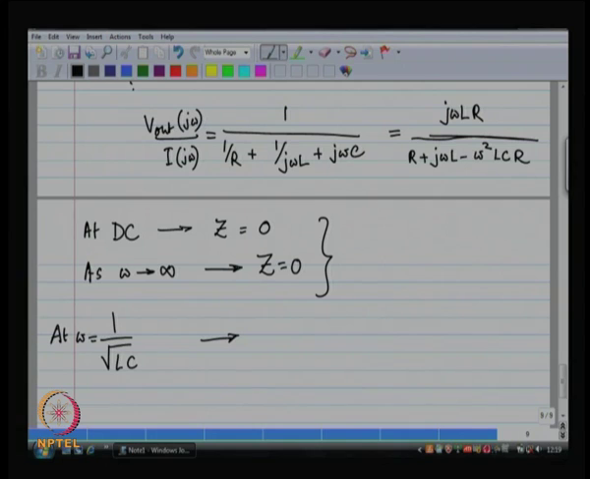So, the first most important thing that you see is that omega squared L C R, when omega is 1 by square root of L C, omega squared L C R becomes equal to R. So, as a result, R and minus R cancel with each other. So, you are left with j omega L times R divided by j omega L. So, you are left with R. Okay. So, it is a very simple relationship.